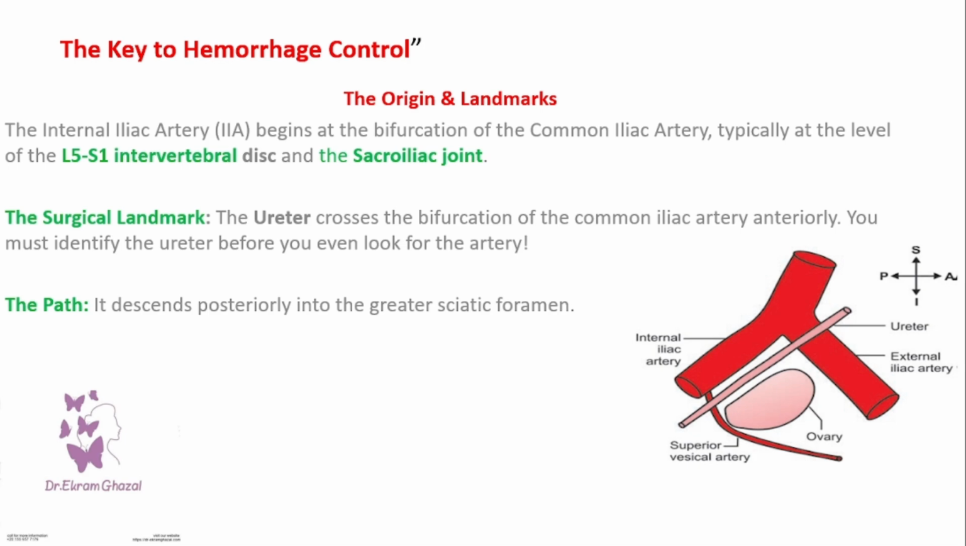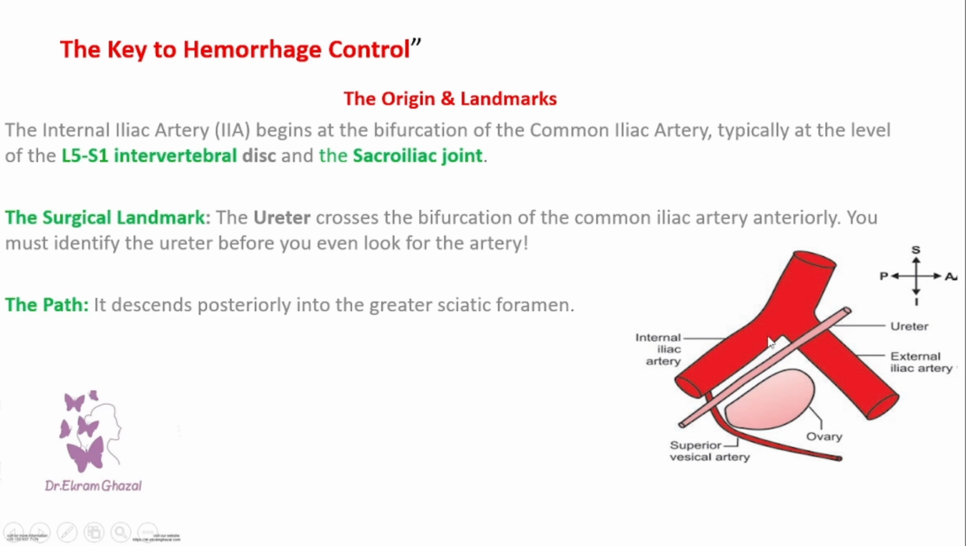First of all, we have to understand the origin landmark. The internal iliac artery begins at the bifurcation of the common iliac artery, typically at the level of the lumbar 5, sacral 1 intervertebral disc and the sacroiliac joint. What is the surgical landmark here? The ureter, as we explained many times before in previous videos, crosses the bifurcation of the common iliac artery anteriorly. You must identify the ureter before you look for the artery.